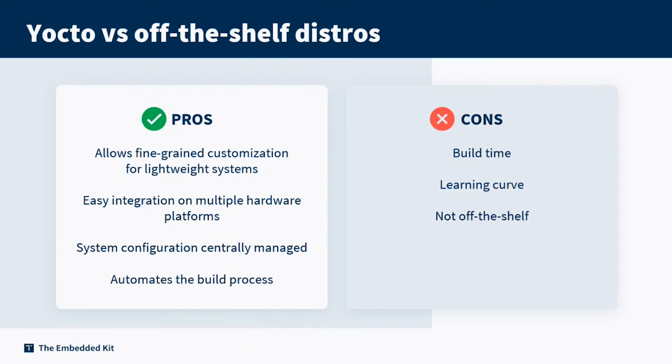But now you're probably going to be asking here, why can't I just use something off the shelf here? Why should I use Yocto? Well, there are a few pros here that I like to say, at least. One of them would be that it allows for fine-grained customization for lightweight systems. So say you're running off of a really hardware-constrained environment.